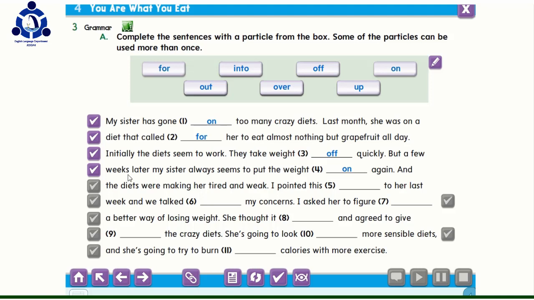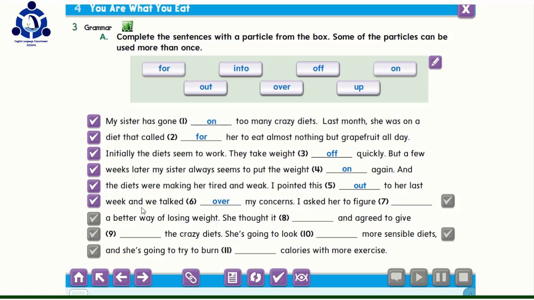Okay? And the diets were making her tired and weak. I pointed this to her. Pointed this. So it's separable. It was separated by this. So pointed this out to her last week and we talked my concerns. We talked over my concerns.